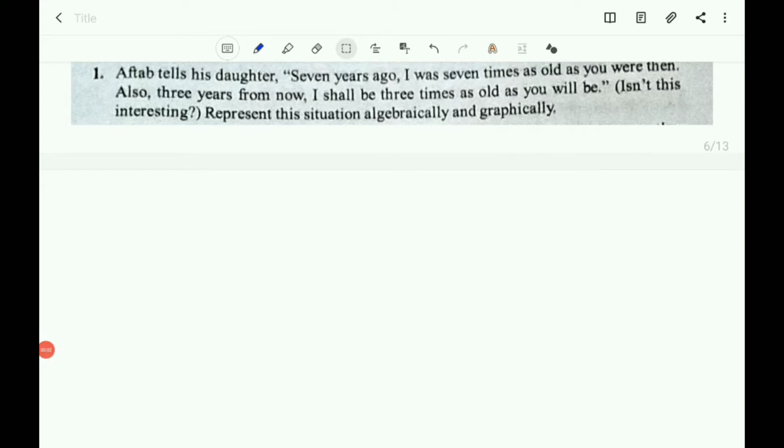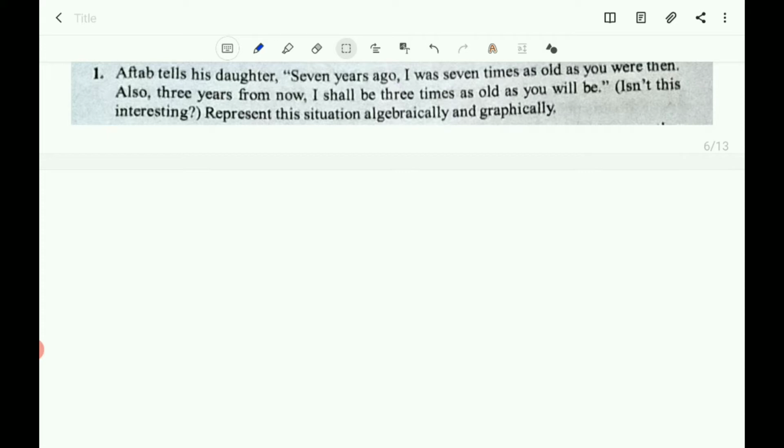Children, let us continue the chapter Pair of linear equations in two variables. Now let us solve the first exercise of that chapter. Now you go through the first question. What is that first question?